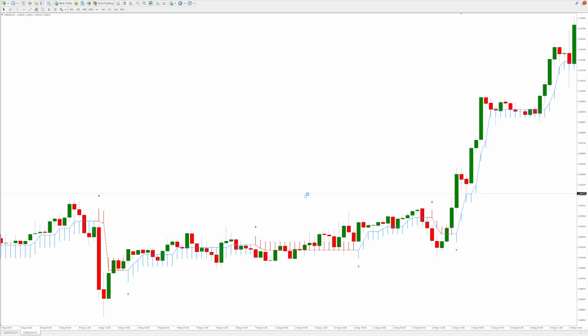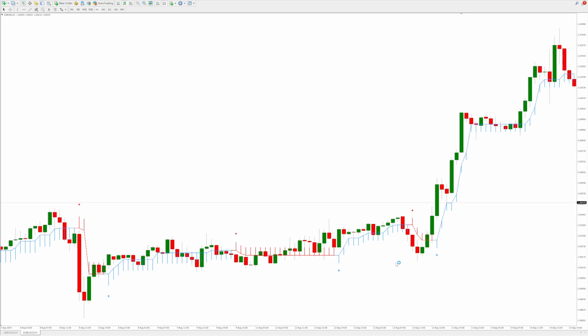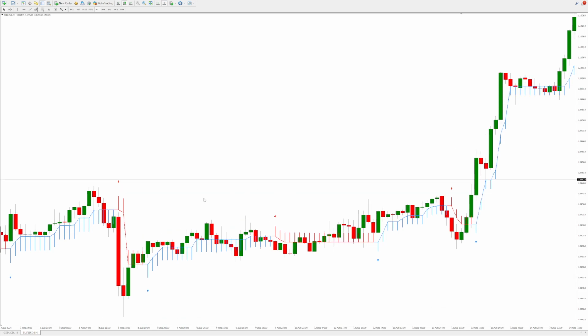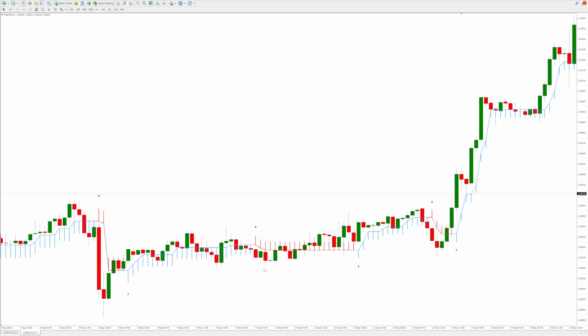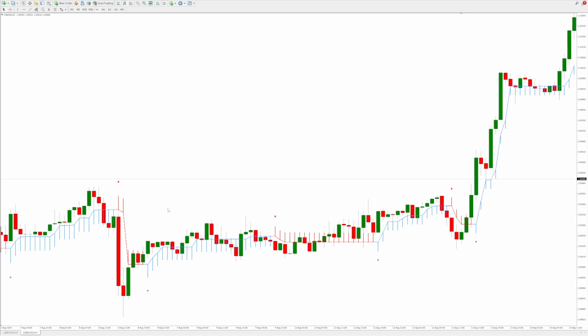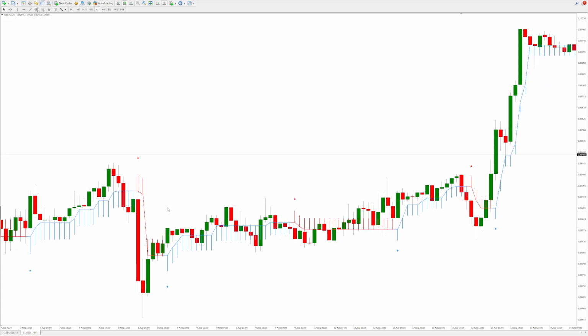What you're looking for is to buy, place long trades, when the arrow is blue and the line is blue, and vice versa. You're looking to sell or short when the line and arrows are red. However, personally what I wouldn't do is just enter every time they change color. If you do that, especially in ranging markets, you can get chopped in and out of trades.